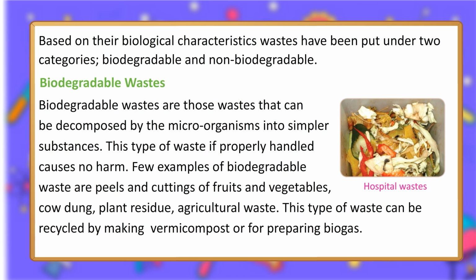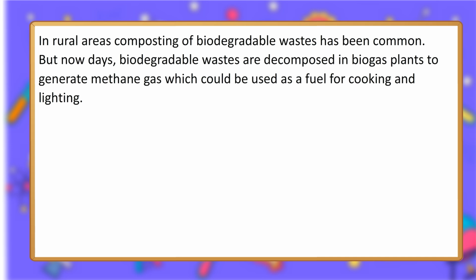A few examples of biodegradable waste are peels and cuttings of fruits and vegetables, cow dung, plant residue, agricultural waste. This type of waste can be recycled by making vermicompost or for preparing biogas. In rural areas, composting of biodegradable wastes has been common. But nowadays, biodegradable wastes are decomposed in biogas plants to generate methane gas, which can be used as a fuel for cooking and lighting.